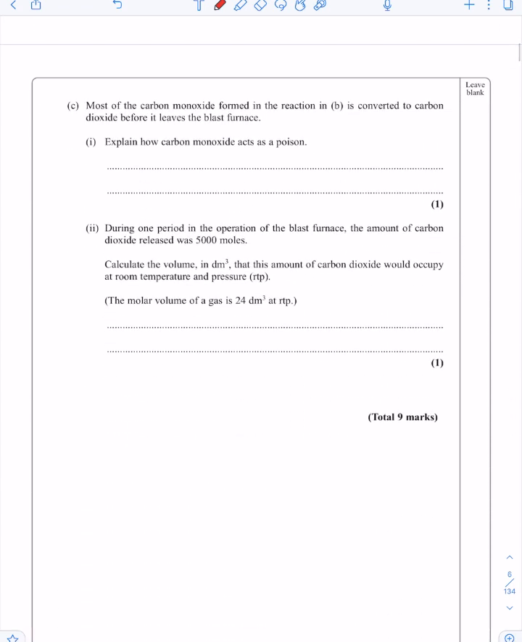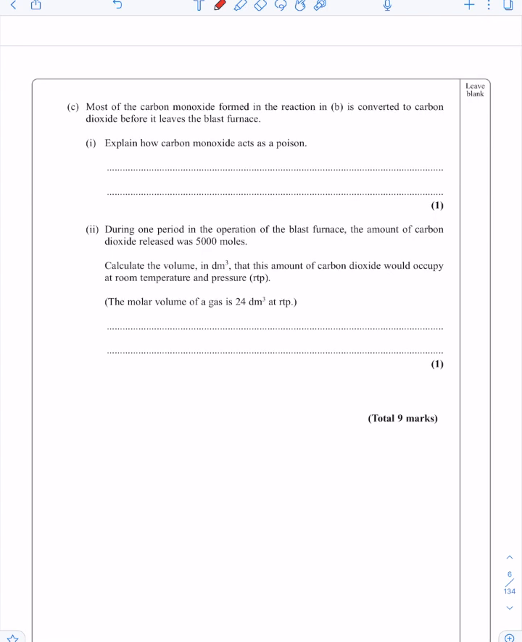Question C. Most of carbon monoxide formed in the reaction is converted to carbon dioxide before it leaves the blast furnace. Explain how carbon monoxide acts as a poison. Carbon monoxide reduces the blood capacity to carry oxygen. It is toxic because it reduces the blood capacity to carry oxygen.